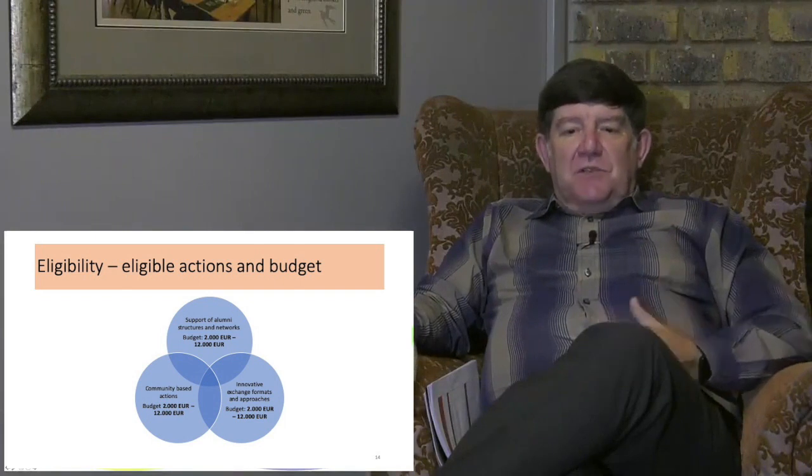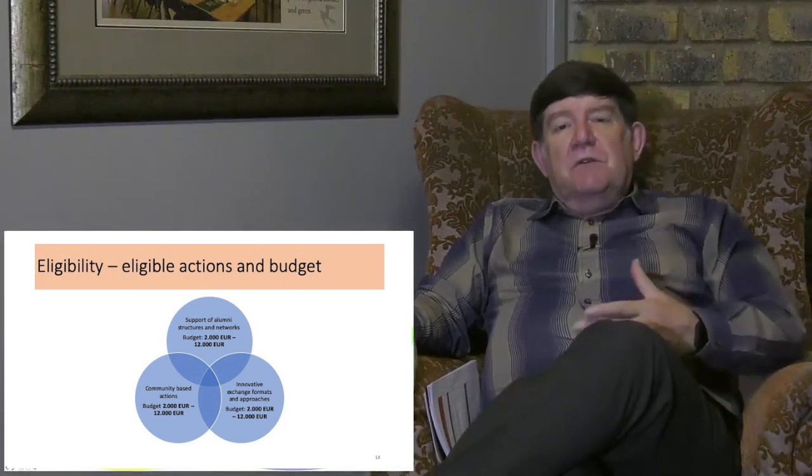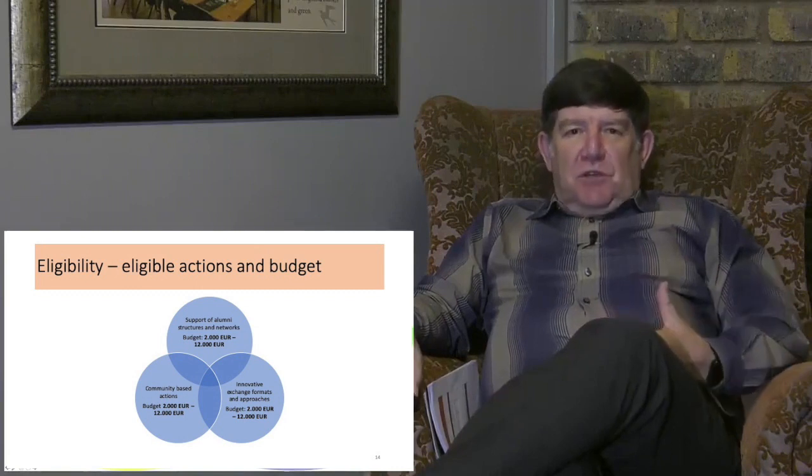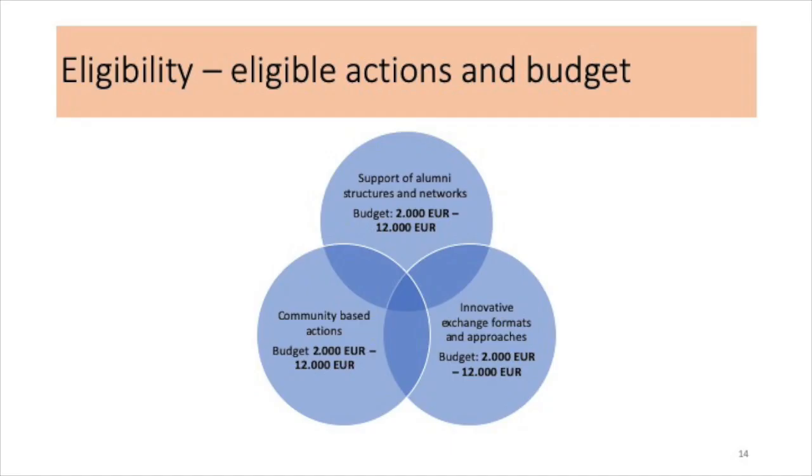Eligibility and eligible actions on the budget. You need to pick one of 3 types of projects. There are 3 funding windows explained in the documentation and material. Support of alumni structures and networks. This is to enable African alumni from the German African Youth Exchange Program to act as multipliers for youth exchange and youth voluntary services, and as providing sustainability for an exchange program.